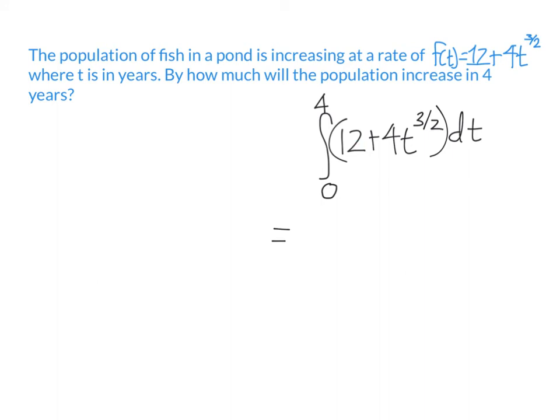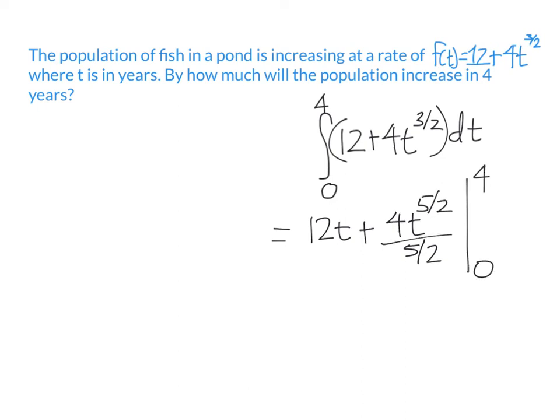So the integral or antiderivative of 12 is 12t. Now to find the antiderivative of this here, what I do is I increase the power by 1 and I divide by the new power. Remember, no constant of integration because this is a definite integral and I evaluate between 0 and 4. So just making this a little easier to work with, it's 12t, and 4 divided by 5 over 2 gives me 8 over 5. So it'll be 8t to the 5 over 2 over 5, evaluated between 4 and 0.